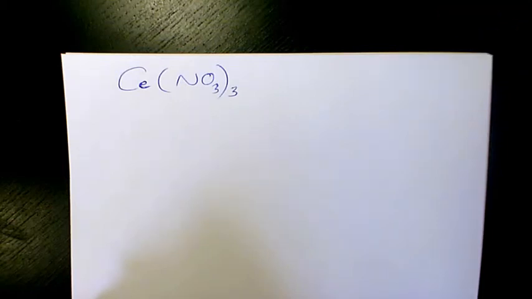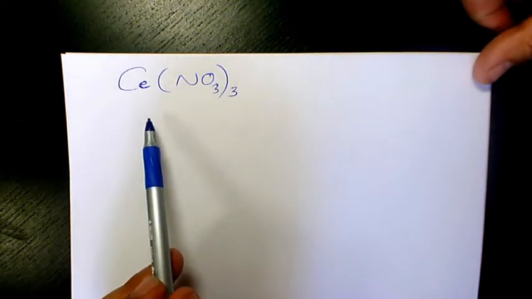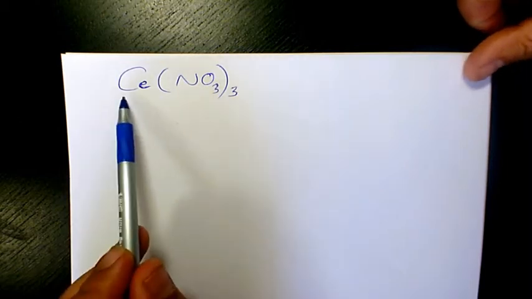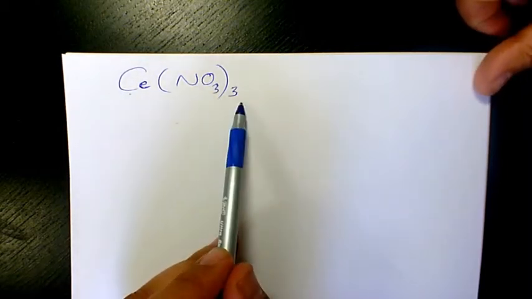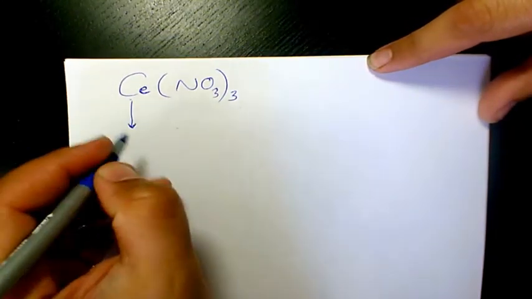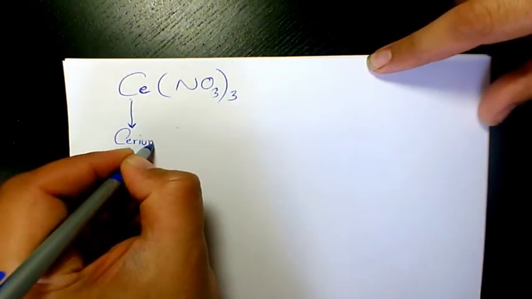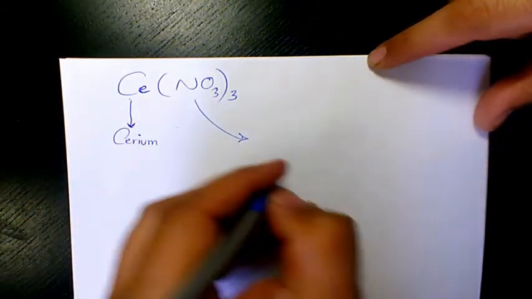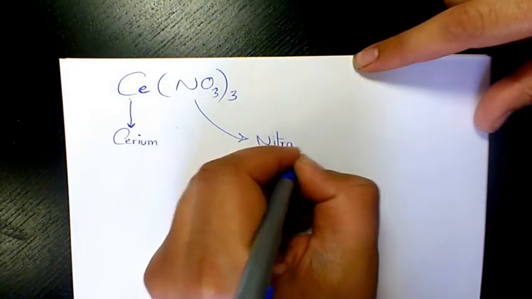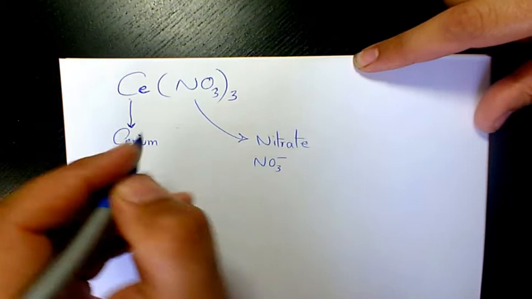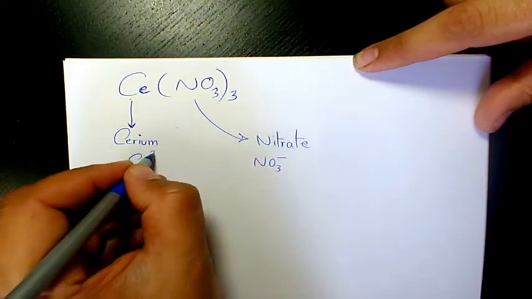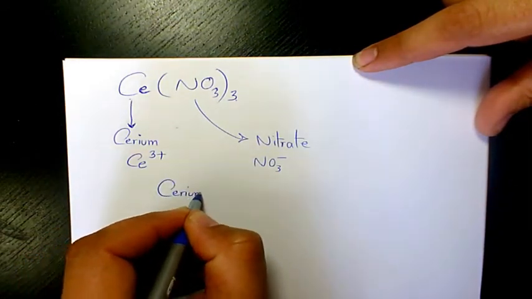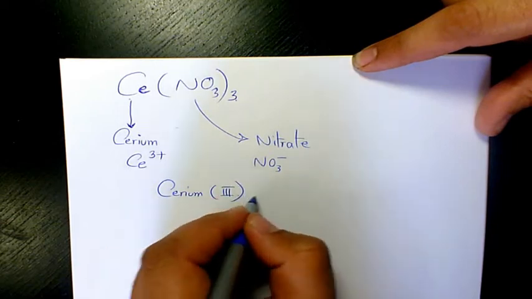Welcome to another video. In this video I want to show you how to name these chemicals and how to find out the molecular weight or molar mass of this chemical. It's Ce(NO3)3. This element is cerium, and here we are dealing with the polyatomic ion NO3. That's nitrate. So we have NO3 minus, and cerium is Ce3 plus because of the 3 in here. So we call it cerium(III) nitrate.